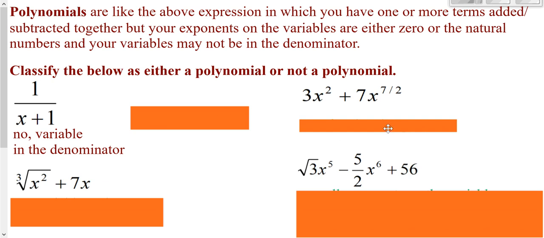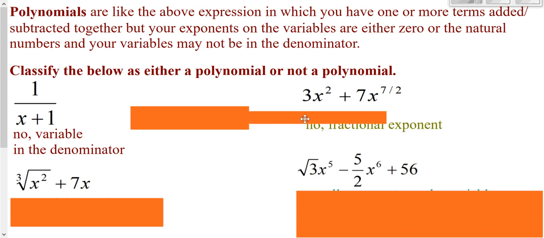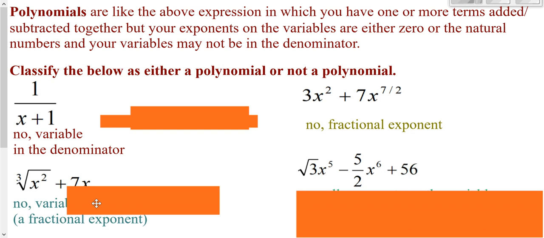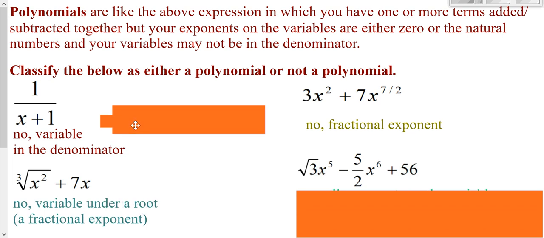The second one is not because we don't have whole number exponents, because a fractional exponent would put a variable in a root. Hence, this one's not a polynomial either because you have a variable in a root, which is a fractional exponent. And our exponents in polynomials, according to what it says up here, have to be natural numbers.